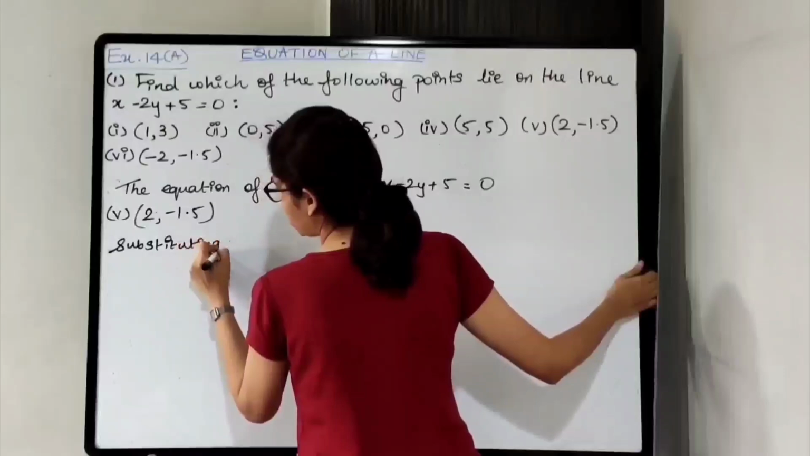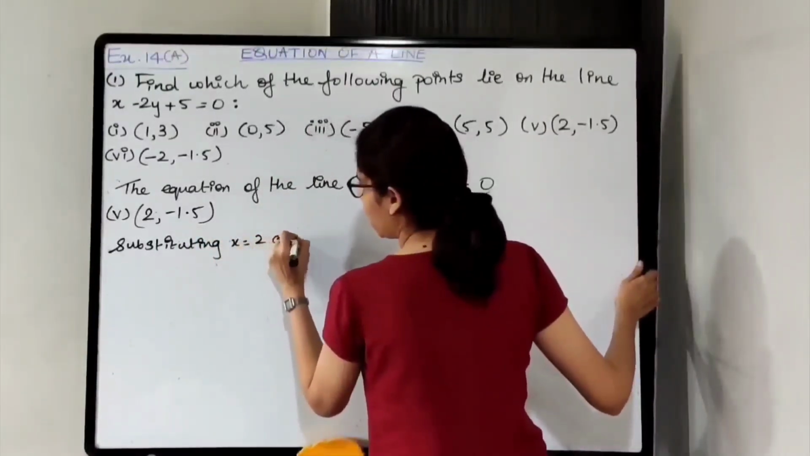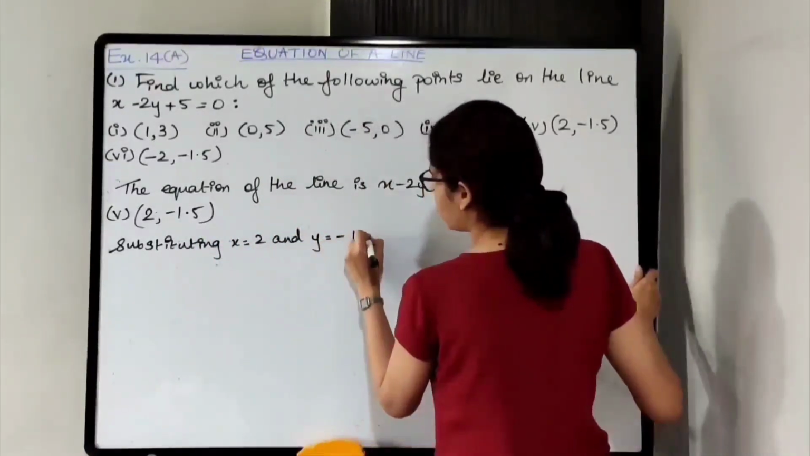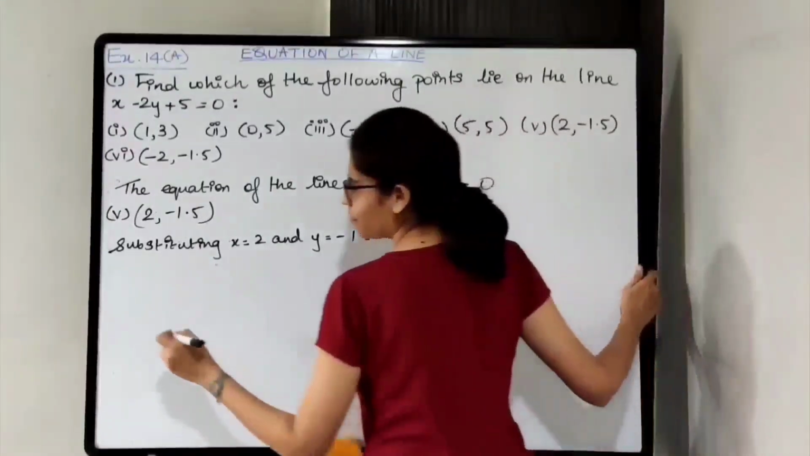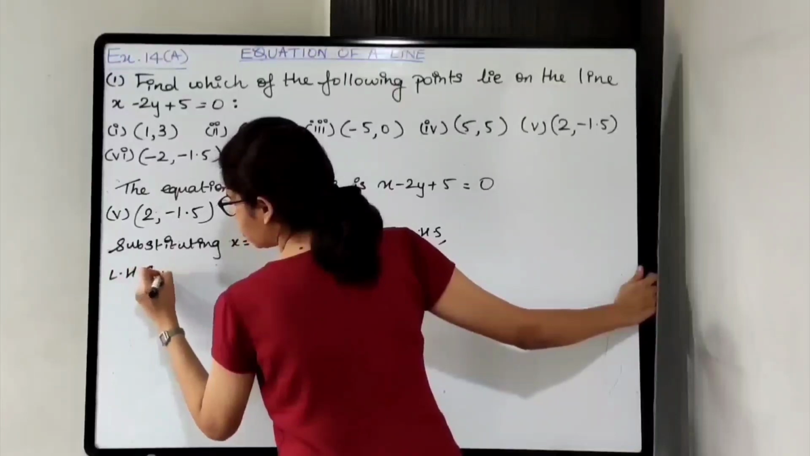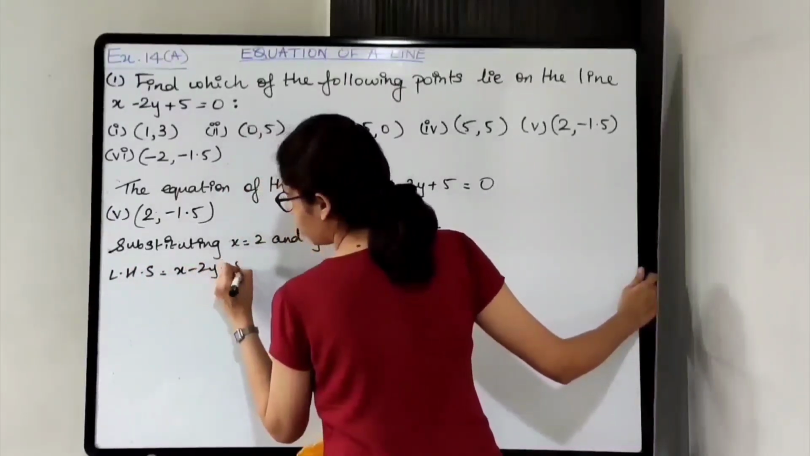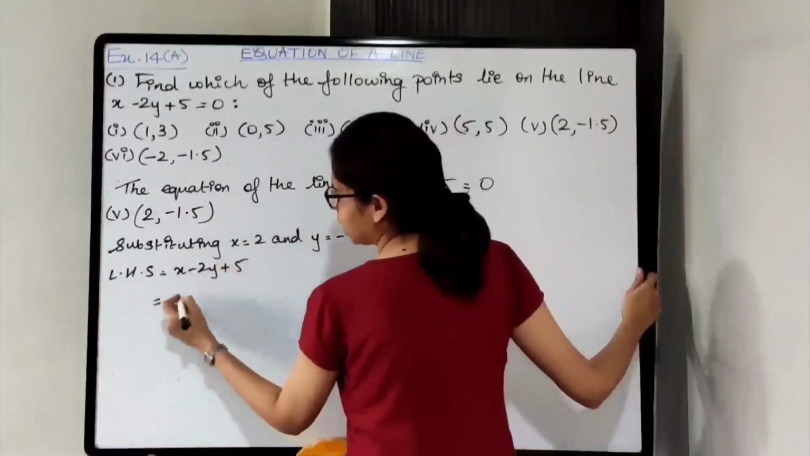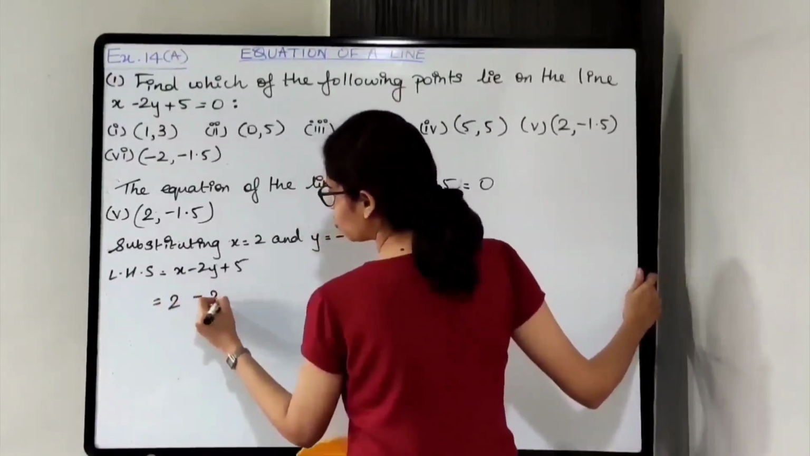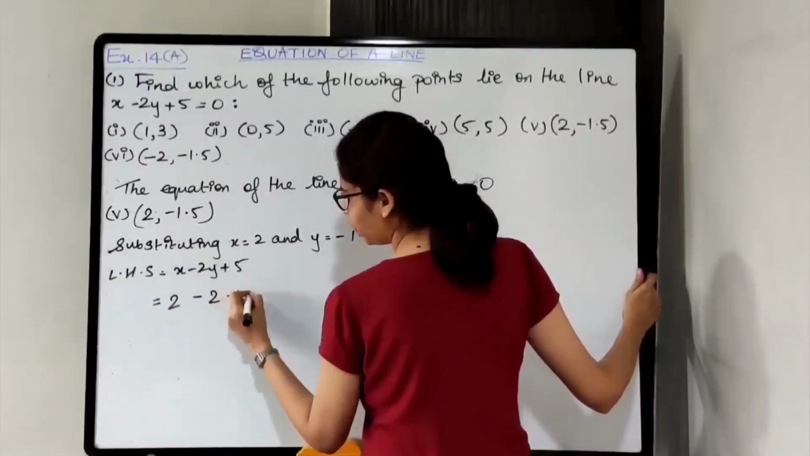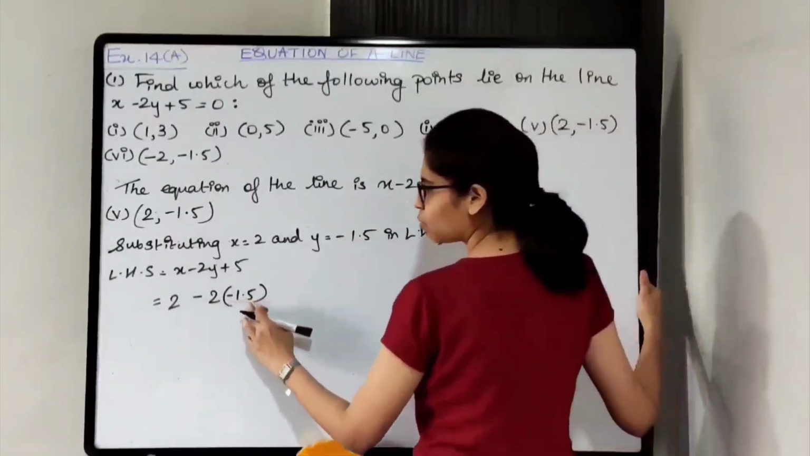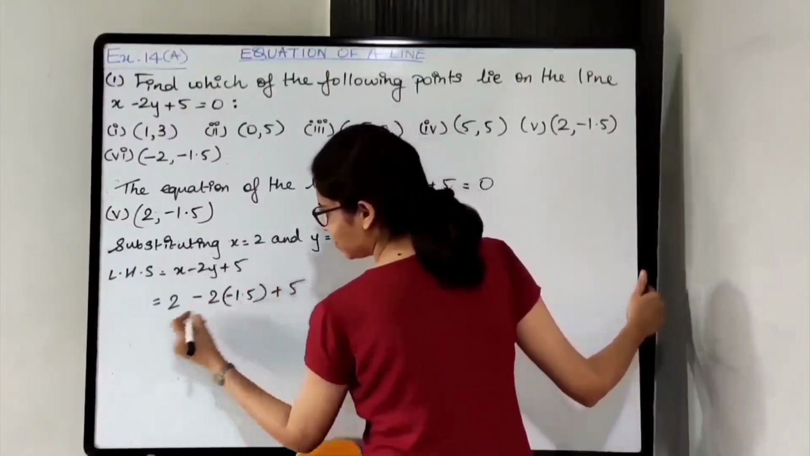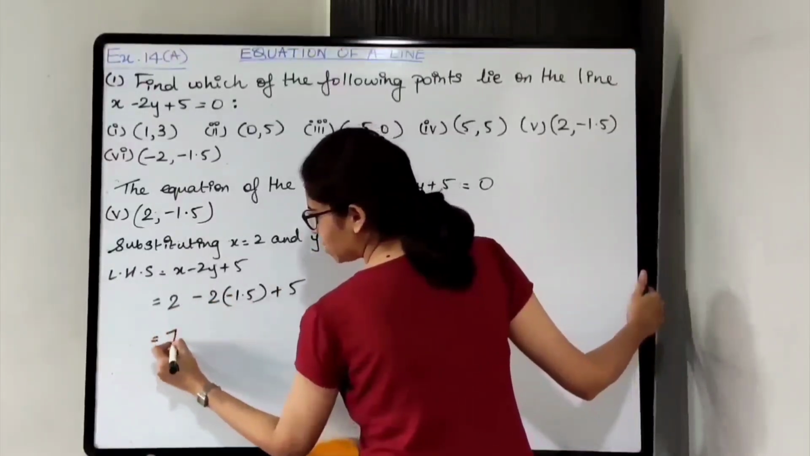So substituting x equal to 2 and y equal to minus 1.5 in the LHS. What is the LHS? x minus 2y plus 5. x is 2, minus 2 into y is minus 1.5. Don't forget the sign, okay? Minus 1.5, plus 5. 2 plus 5 is 7.